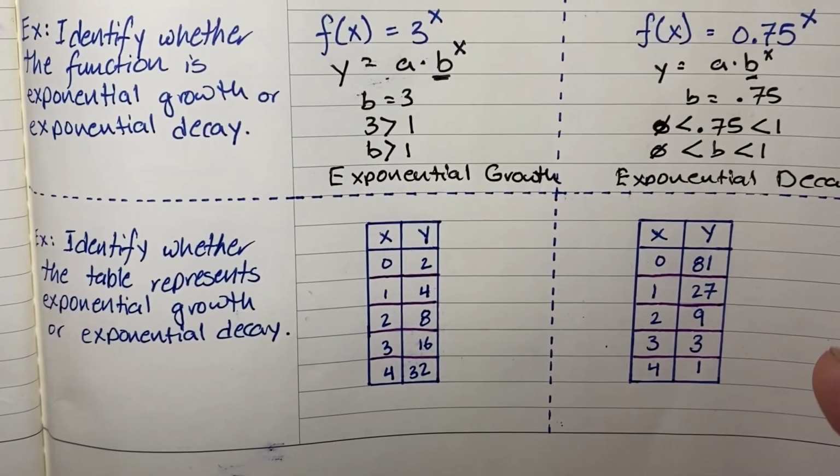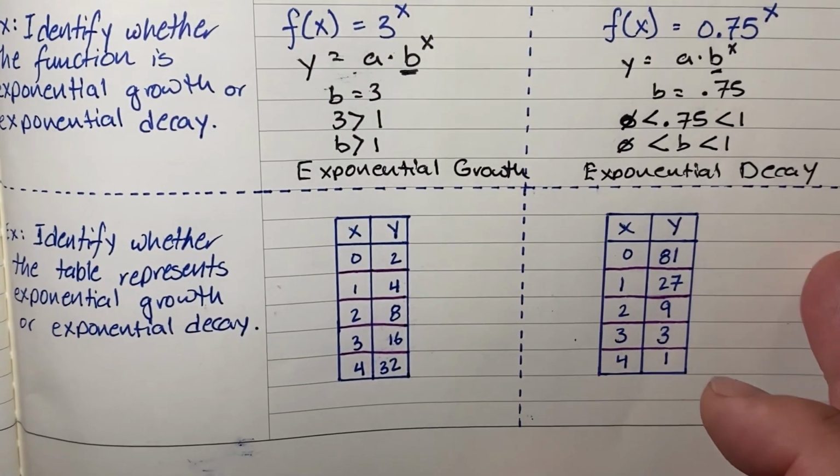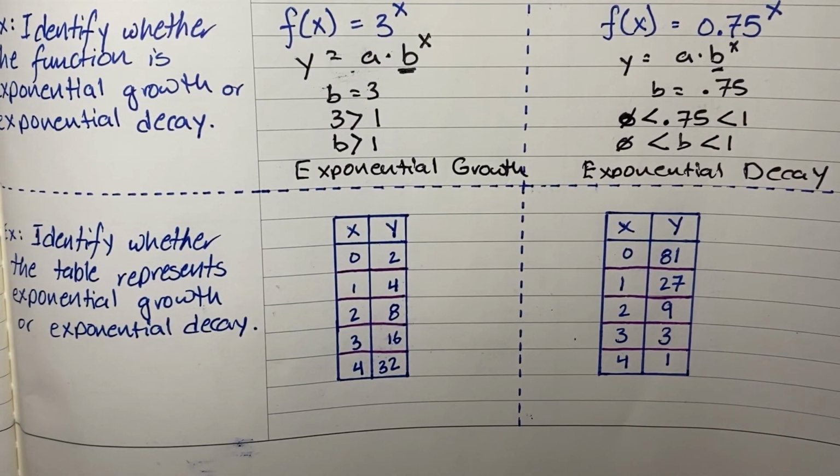In our second example, it says, identify whether the table represents exponential growth or exponential decay, okay? So if you guys remember from last time, I'm telling you it's either growth or decay. When we were working on arithmetic sequences and linear functions, if we wanted to figure out the slope, we could find the common difference. So you would subtract the two values to find the common difference, or in regards to the slope, you would do y2 minus y1 over x2 minus x1, and you would figure out the slope.